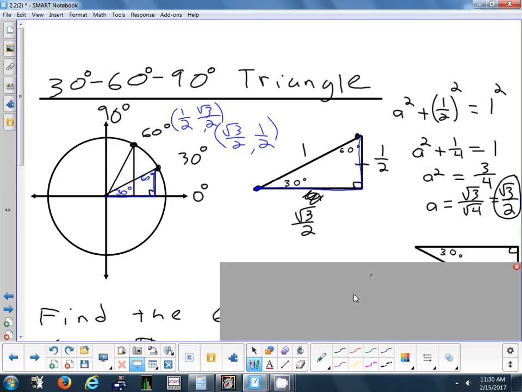Well, the bigger side is always across from the bigger angle, and the smallest side is always across from the smallest angle. So that's how you can remember which one goes where. Smallest angle, always across from the 1/2, because it's the smallest side. The bigger angle is always across from the bigger number. That's square root 3/2.